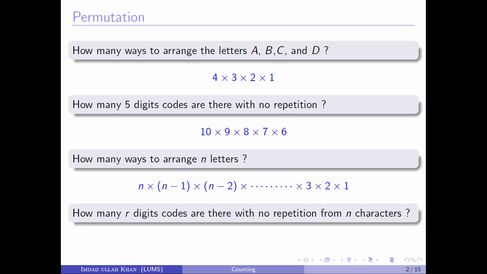How many R-digit codes are there with no repetition from n characters? So we just need to generalize this 5-digit code stuff. If you focus over here, our total number of choices was 10. So we started with 10, we went back to 5 plus 1. Over here, we are generalizing 5 as R, and the total number of possible characters available for us is n in place of 10. So we start from n, and go times n minus 1, times n minus 2, down to n minus R plus 1.